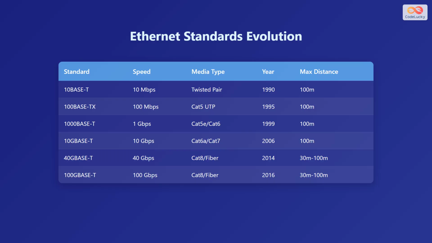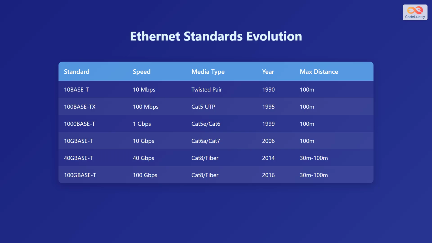Next, we have the 100BASE-TX, which came out in 1995. It supports a speed of 100 megabits per second, uses Category 5 UTP cables, and also has a maximum distance of 100 meters. Then there's the 1000BASE-T, introduced in 1999, which operates at 1 gigabit per second using Category 5E or Category 6 cables, again with a maximum distance of 100 meters.